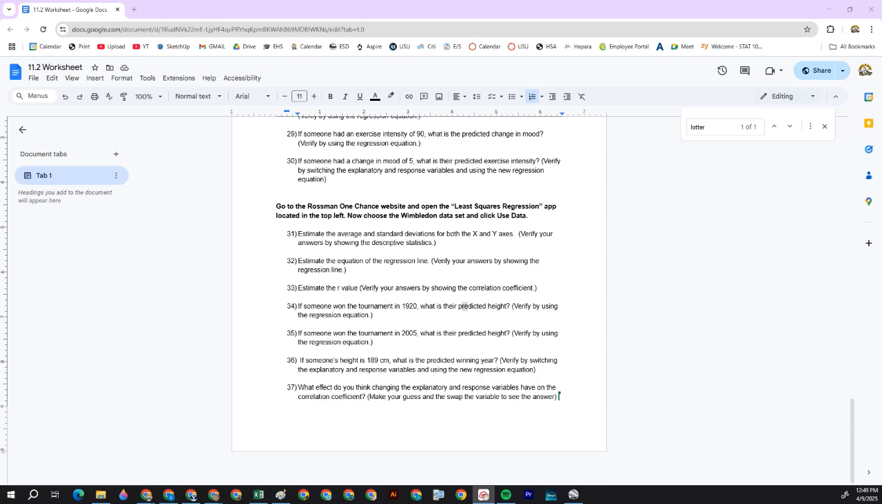Okay? So sometimes we can switch the X and the Y and still make sense of it. You can do that by pushing this explanatory response, and it just flips the X's and the Y's. Okay? So make sure on this worksheet that you're using explanatory comma response, except there are some questions which ask you to flip it. Okay?